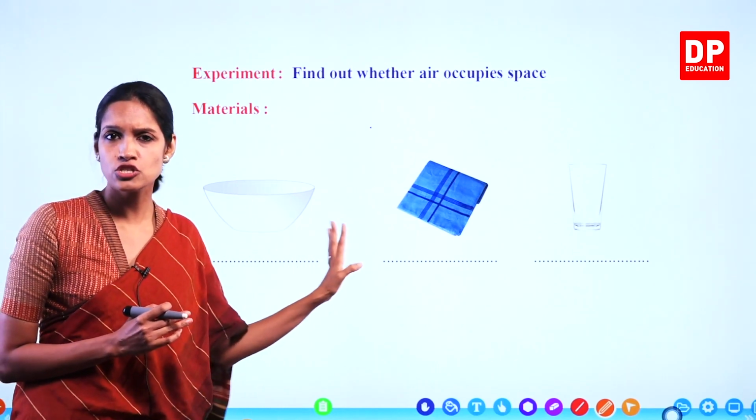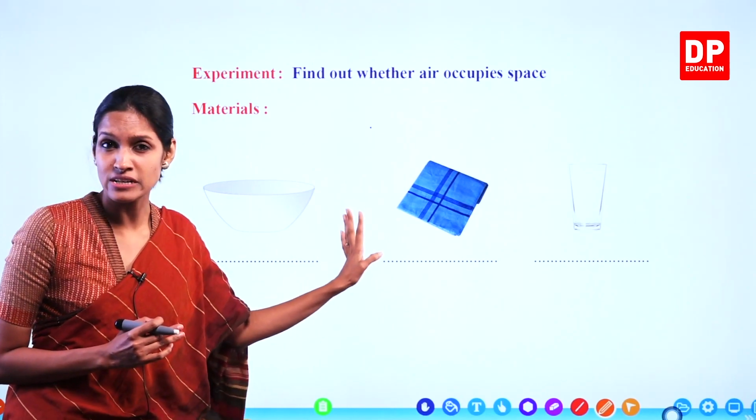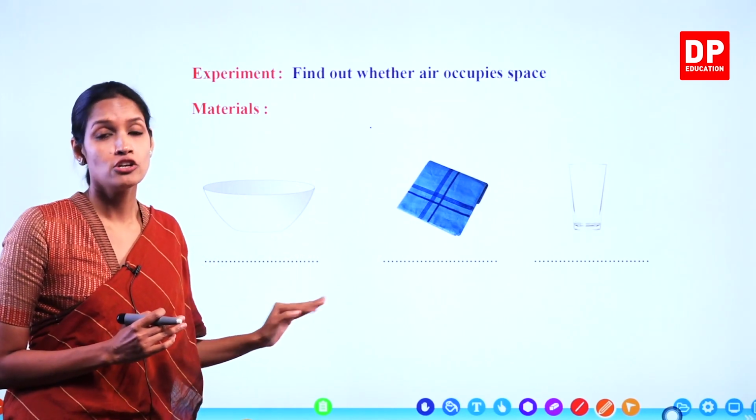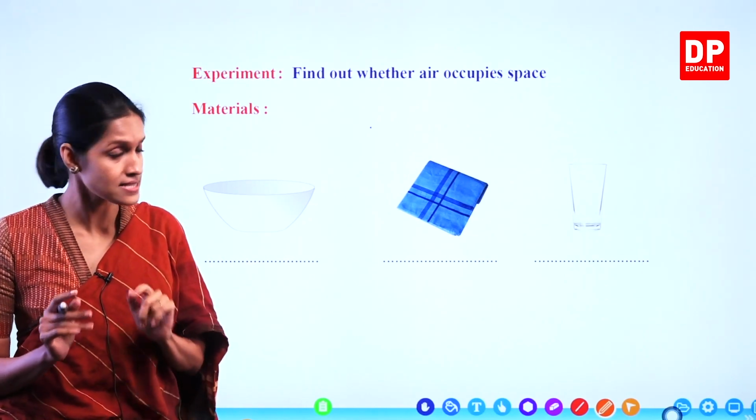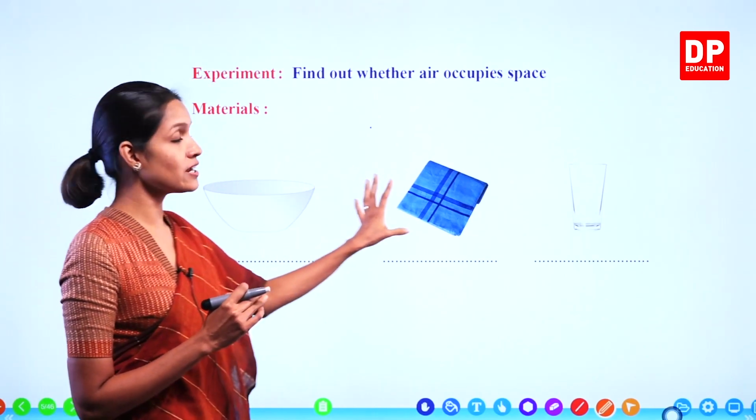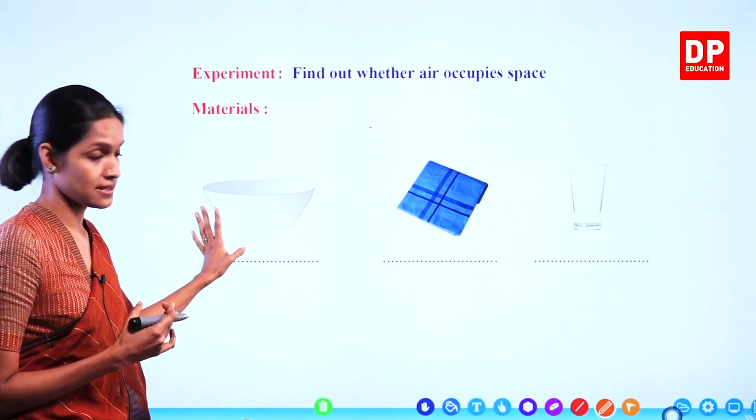So what are the things you need, children? Remember, now this experiment is a very easy one. You all can do this at home very easily. Understand? So we need only 3 things to do this experiment. We need a water basin.